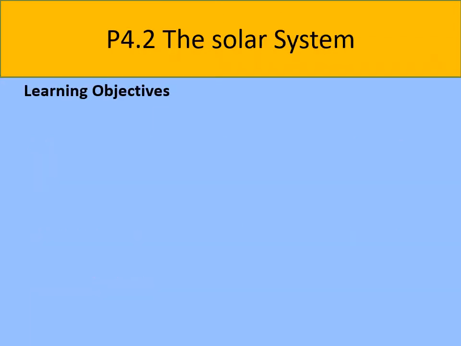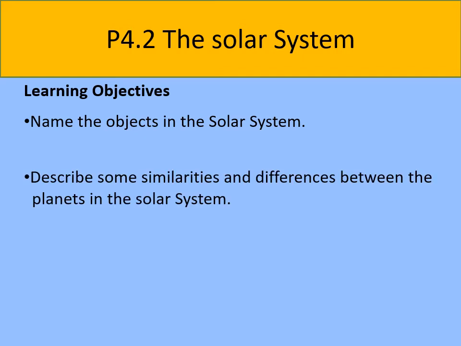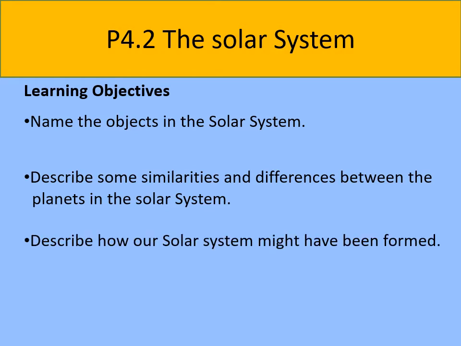This unit is about space, and we're starting with P4.2. This P4.2 is taken from the Activate 1 book, so you can follow the course of these lessons using your Activate 1 book as well. We're starting with P4.2, the solar system. Your learning objectives for this lesson are to name the objects in the solar system, to describe some similarities and differences between the planets in the solar system, and to describe how our solar system might have been formed.